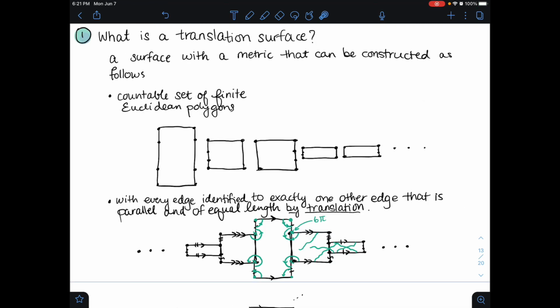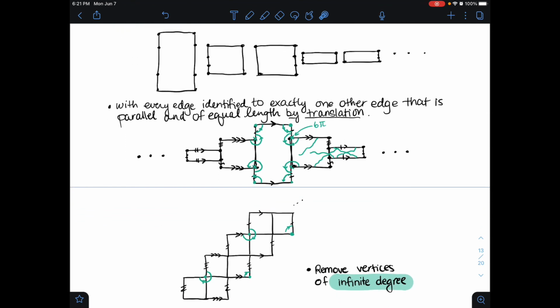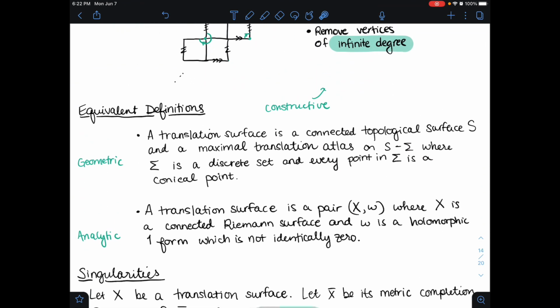I'm going to end by telling you the definition of a half translation surface because it's often studied in the same fell swoop as translation surfaces. So they're almost the same as translation surfaces. We begin with a countable set of finite Euclidean polygons. Every edge is identified to another edge that's of equal length and parallel, not by translation, but by translation and possibly rotation by pi. Looking at the geometric definition, a half translation surface is a connected topological surface X and a maximal half translation atlas. So that means the transition functions can be translations or translations composed with rotation by pi.